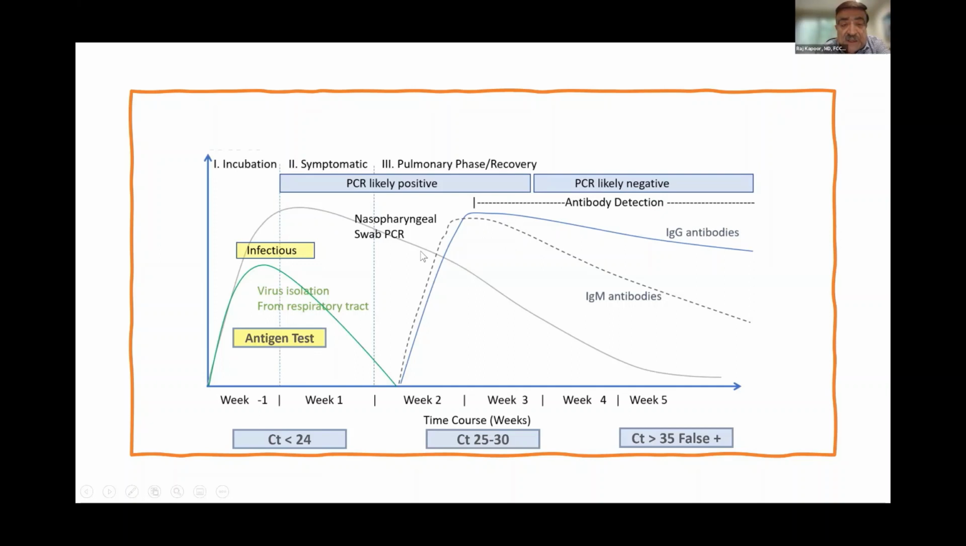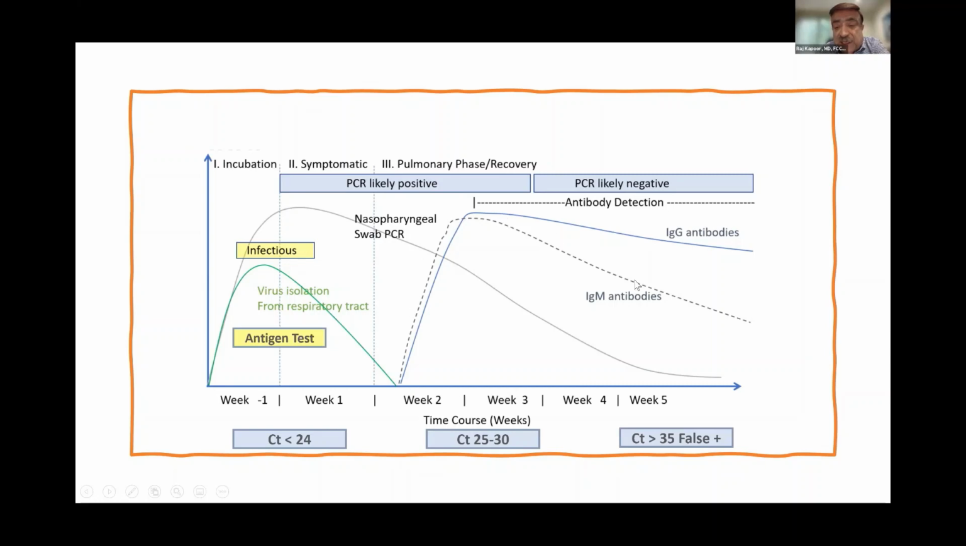And that you can determine by looking at the CT value from the PCR test. The CT value tells you about the viral load. If it is less than 24, it is an extremely high viral load, and this is the most contagious and infectious period in coronavirus. The CT value ranges from 25 to 30 during the infectious or symptomatic period, and then a CT value of more than 35 is a false positive.